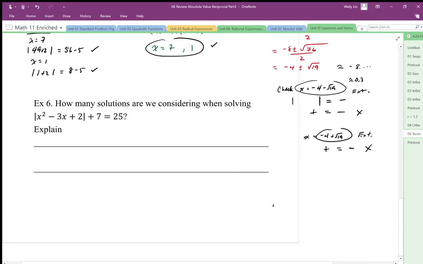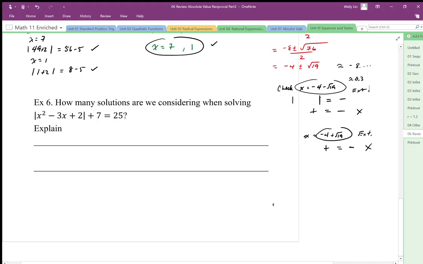When we are solving these absolute value equations, it is good to know how many solutions we might be looking for. So when we look at this problem here, the absolute value of a quadratic plus 7 equals 25. Well, I can simplify this to my quadratic absolute value is equal to 18. Okay, so subtract 7 from both sides. And I should really consider 4 solutions.